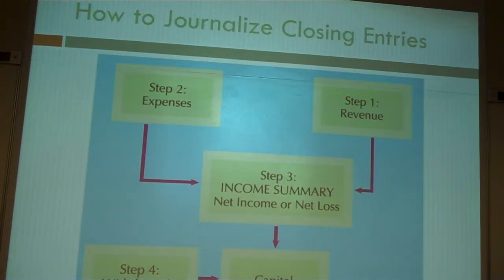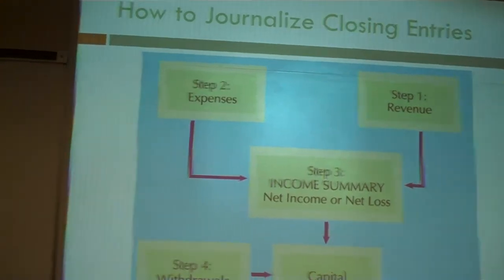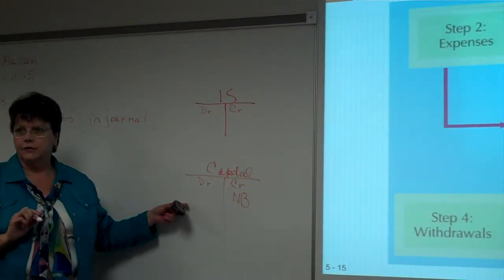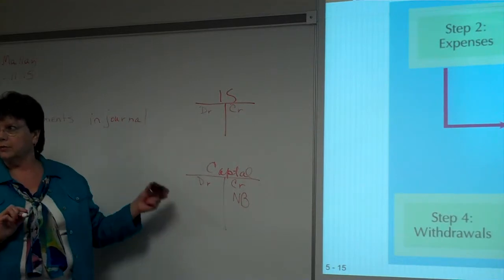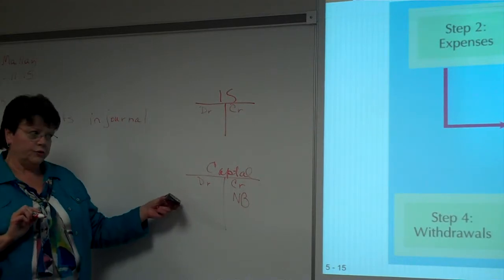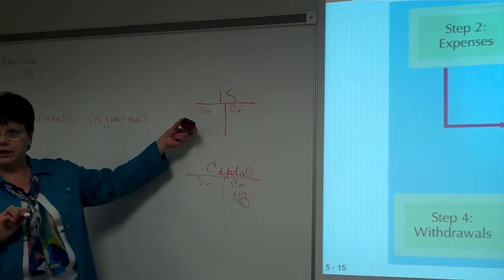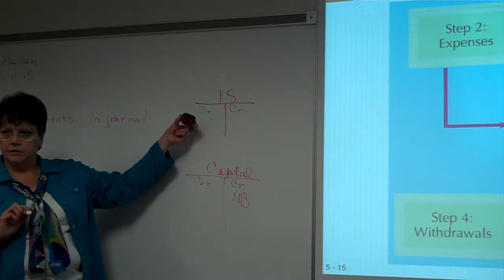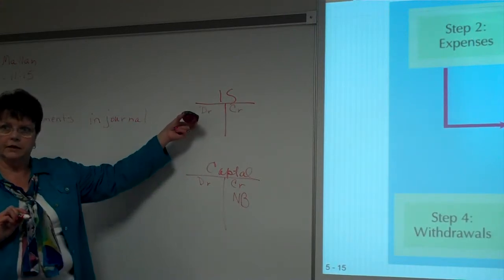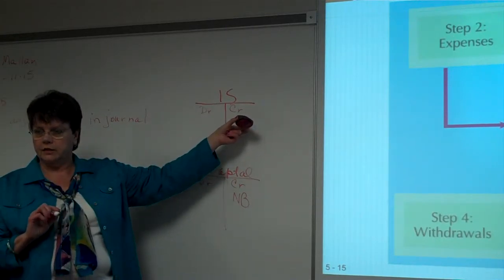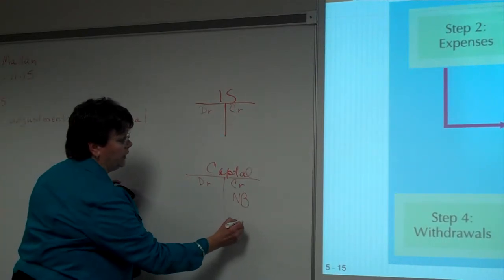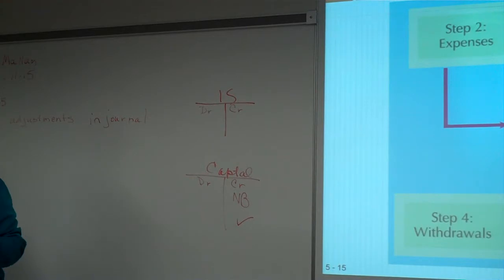Now, if we're closing income summary to the capital account, this one doesn't have a normal balance. Capital does have a normal balance on the credit side. Income summary does not. When we're closing the income summary, if income summary has a credit balance, we'll need to close it with a debit. If income summary has a debit balance, we'll have to close it with a credit. If we're closing income summary into capital and we close it on the credit side to capital, did we have a net income or a net loss?